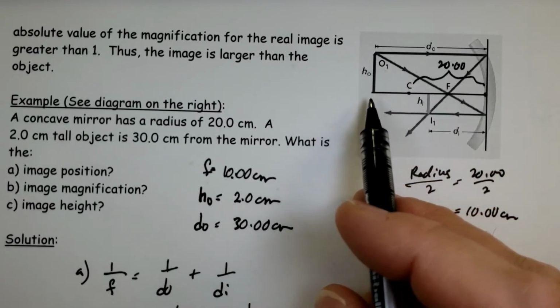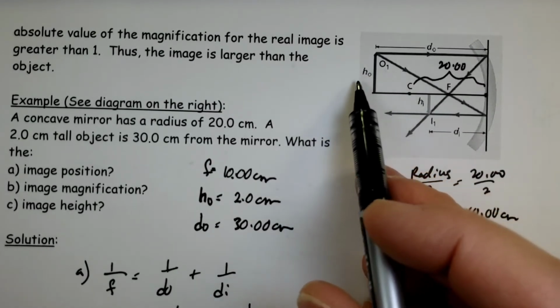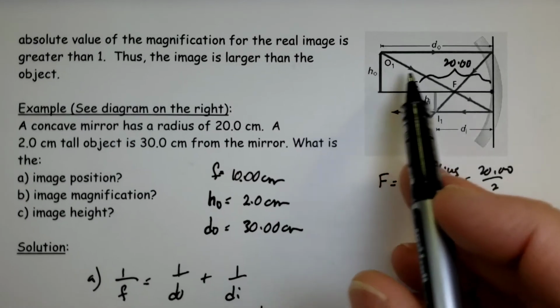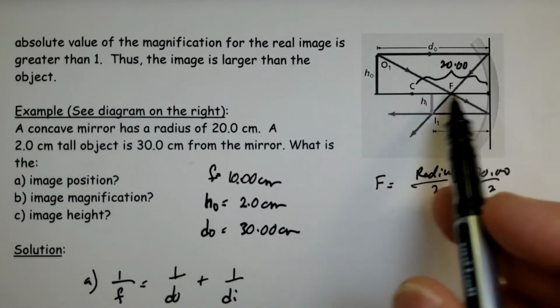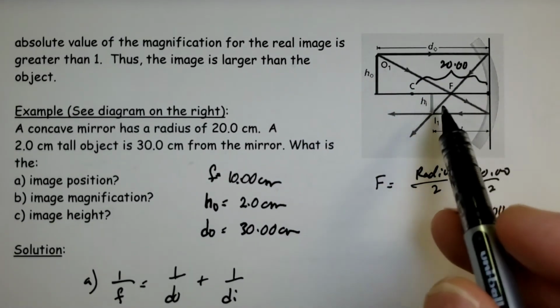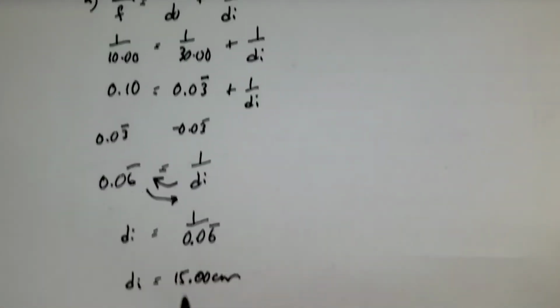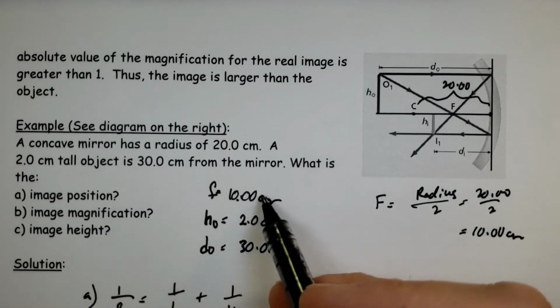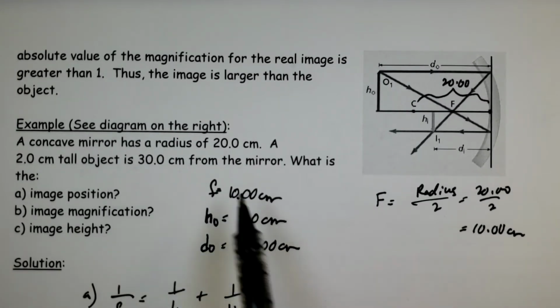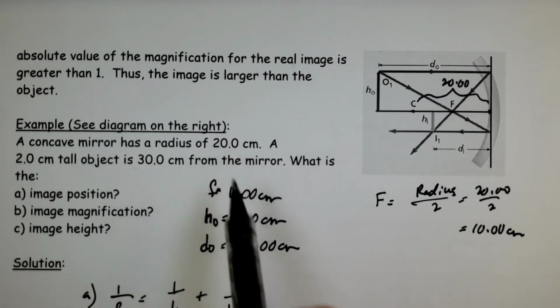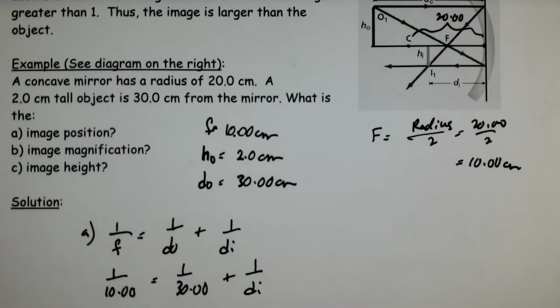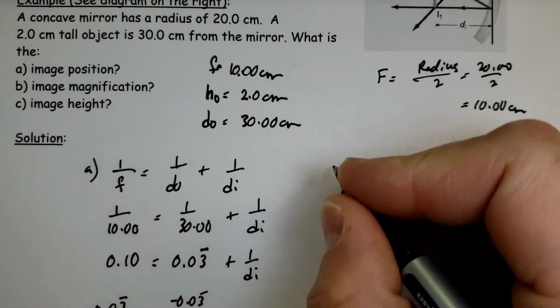And of course, we looked at in the last section, when I have an object that's beyond C, the image is going to be in between C and F somewhere. It's also going to be inverted and smaller. So according to this, it's going to be 15 centimeters away, which is reasonable. That's going to be in between F and C, 10 and 20. It's at 15.